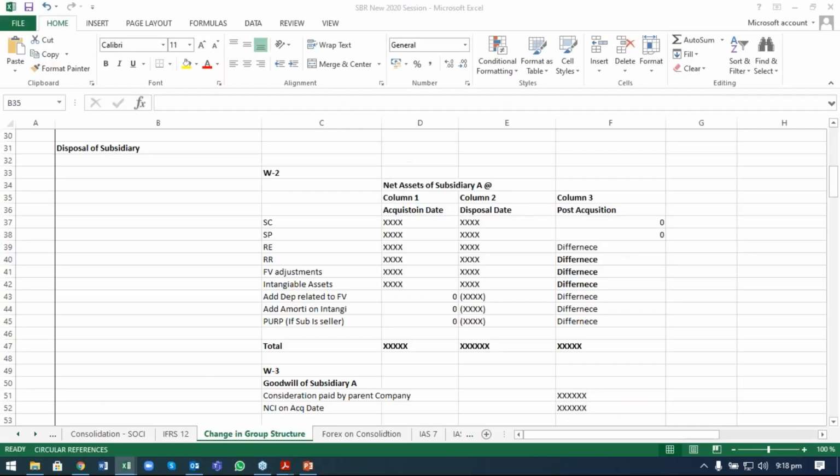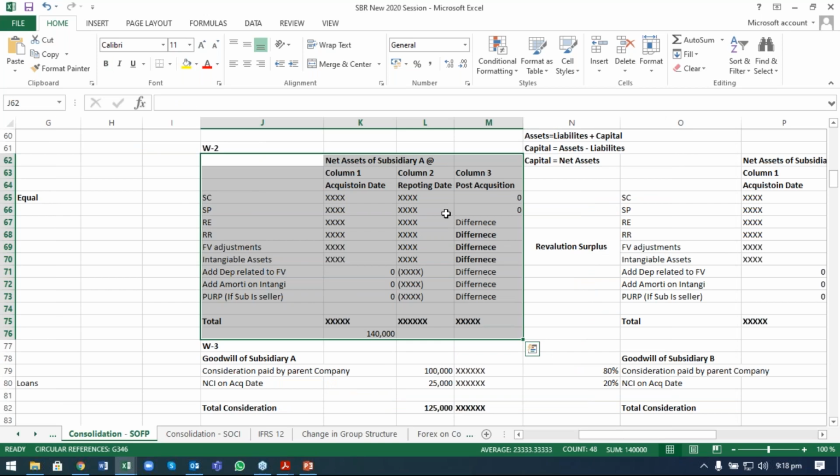So I'll be just quickly going through this disposal of subsidiary. For disposing of a subsidiary, we have to perform the working two that was done on the acquisition date. We are going to perform the same workings on the disposal date. How does this disposal date work? We have to calculate net assets of subsidiary, this column. If you remember from our previous working, I'm just showing you this working.